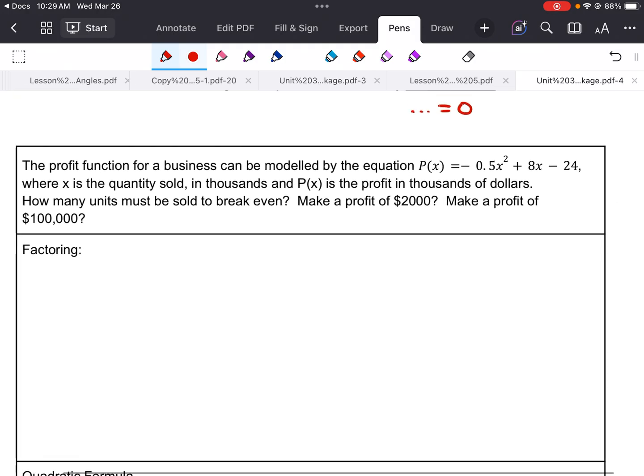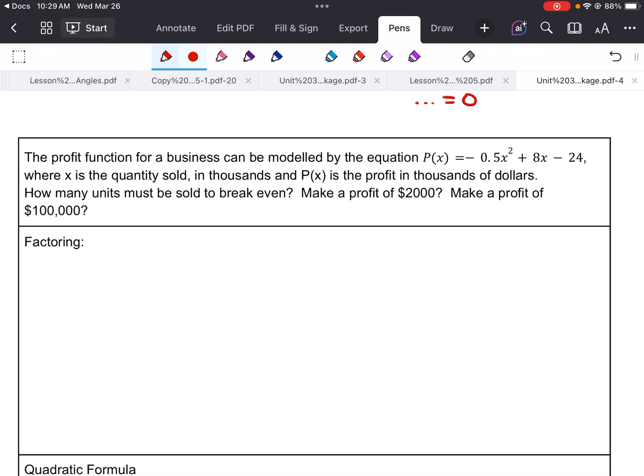Okay, the profit function for a business can be modeled by the equation p(x) equals negative 0.5x squared plus 8x minus 24. x is the quantity of the item that they're selling in thousands, and p(x) is the profit in thousands of dollars. How many units must be sold to break even, make a profit of 2,000, and make a profit of 100,000? So we're going to do this 3 times.